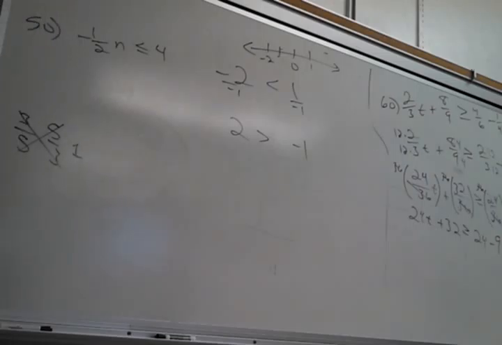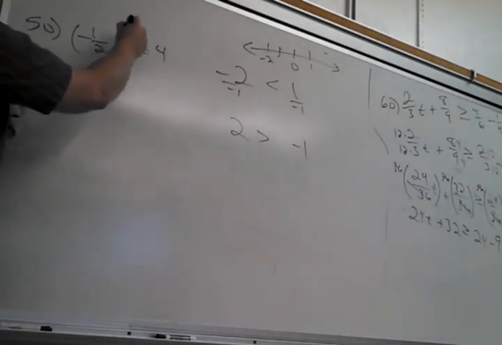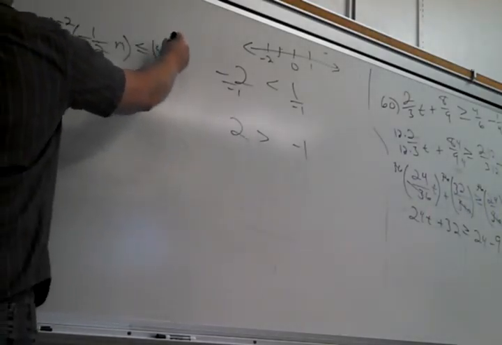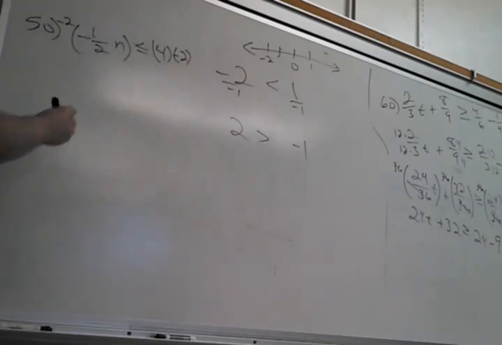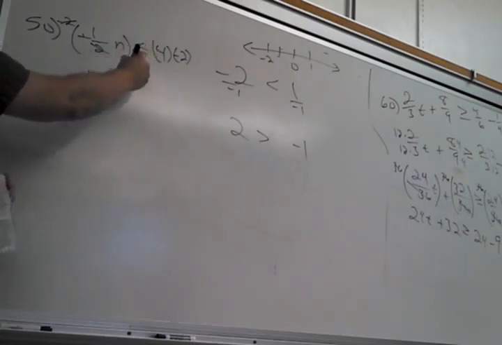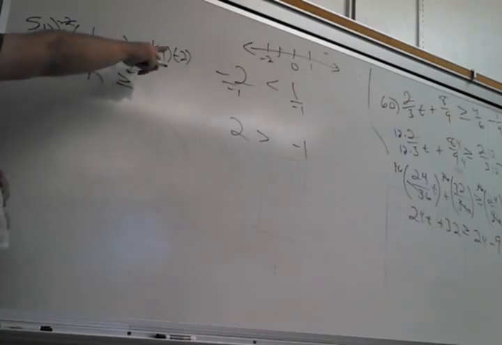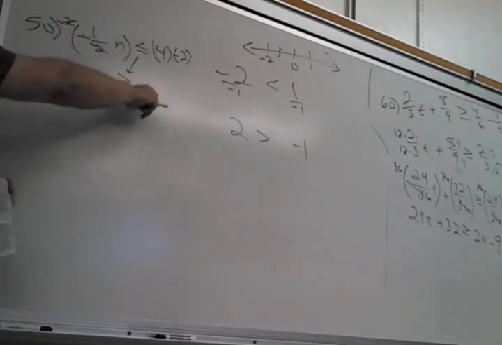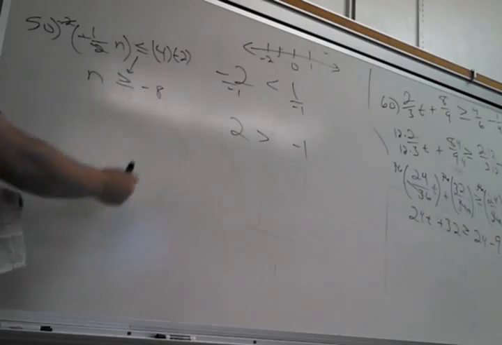How are we doing? All right. So then if I multiply both sides by negative 2, what happens? The negative 2's cancel. So I get n. Good. That flips because I multiply by a negative. Good. And then you have to graph it. Give it to me in interval notation.